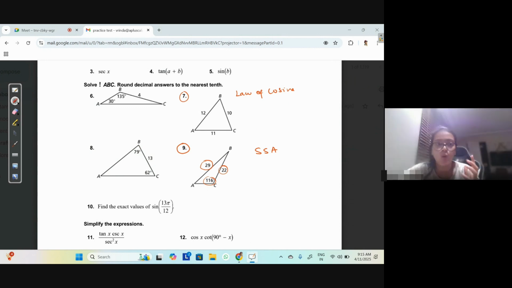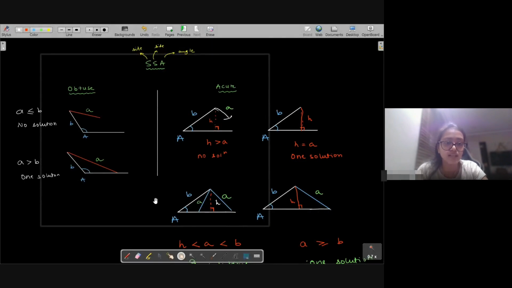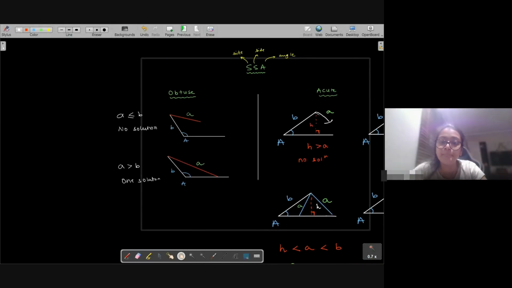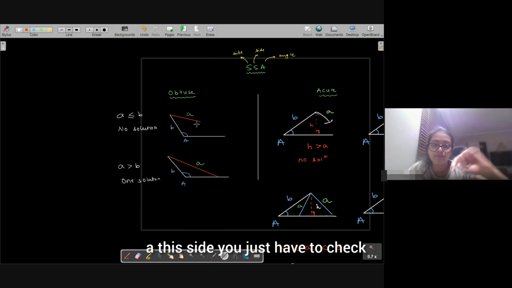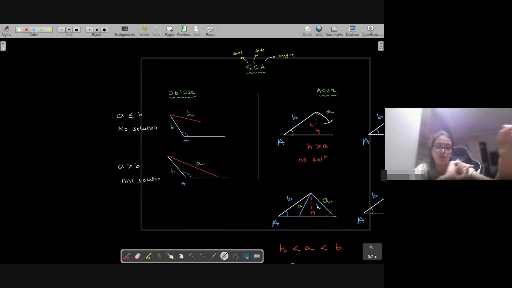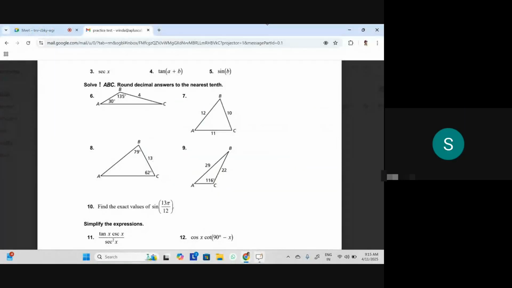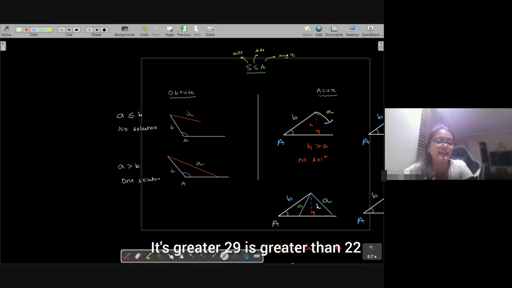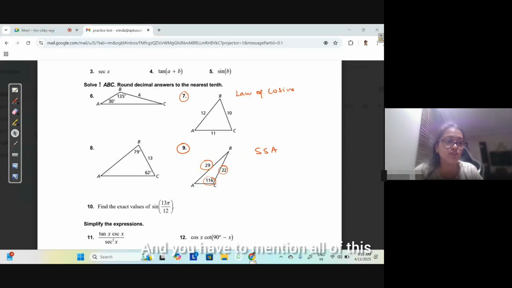Obtuse, right? So when the angle is obtuse, we have two cases. What were the two cases? Let's see the cases. If it's longer than B or shorter than B? Yes, only two cases. The side which is opposite to the given angle, A, you just have to check if that side is less than the adjacent side or greater than the adjacent side. That's the only thing that we need to see. Greater? It's greater. 29 is greater than 22. So we will have one solution. And you have to mention all of this, okay?